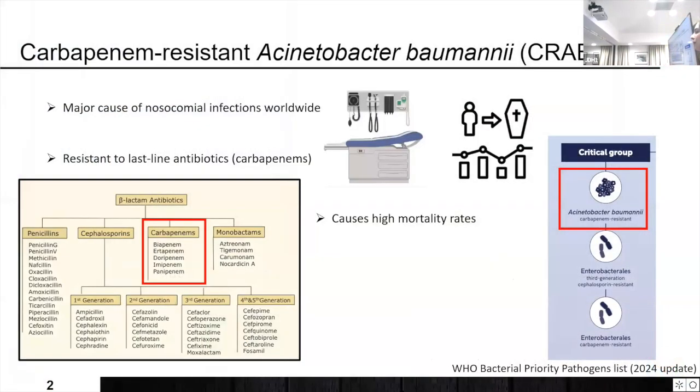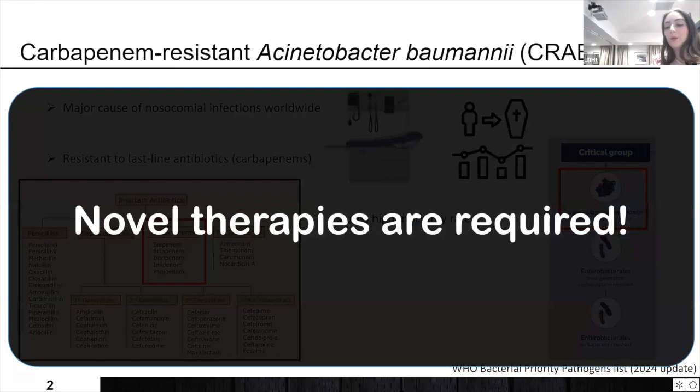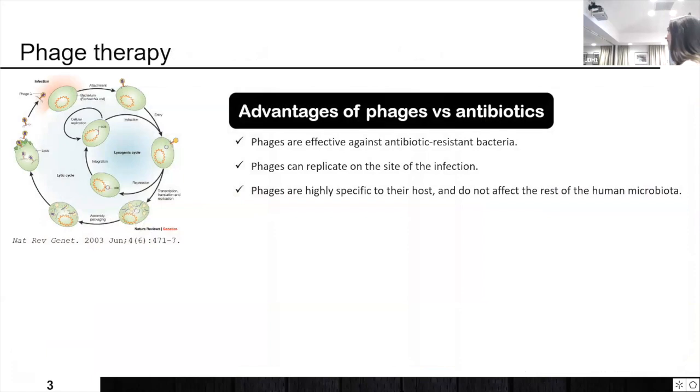So carbapenem-resistant Acinetobacter baumannii is the major cause of nosocomial infections worldwide. These strains are highly resistant to last-line antibiotics, causing very high mortality rates. So novel therapies are required to control these infections. And of course, phage therapy is one of them, and we've talked about many advantages of phage therapy already, but there are also some concerns.